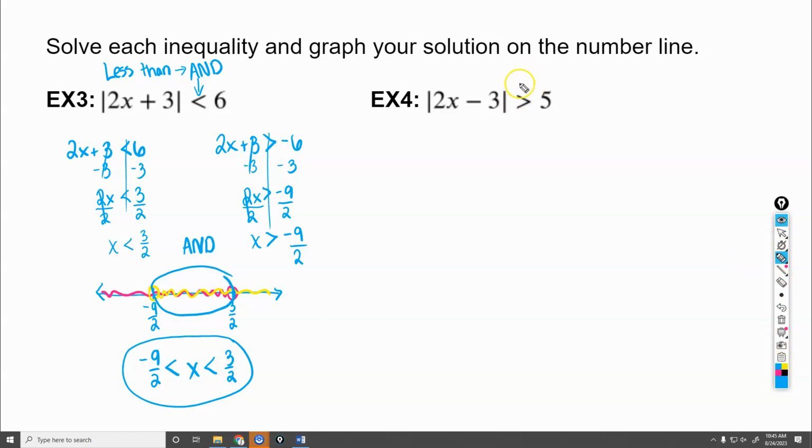All right, this one, an or problem. And I know that because this is a greater than problem. Right? Greater than. So, as far as how I work the problem, it doesn't change much. It just matters for what my answer looks like. So I've got 2x minus 3 is greater than 5, or 2x minus 3 is less than negative 5. Okay, Carlos, how do I solve this first one?